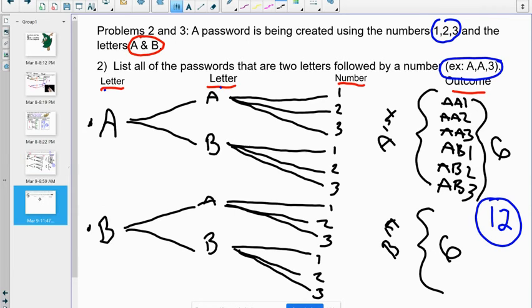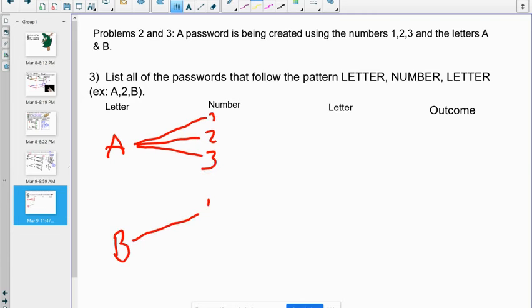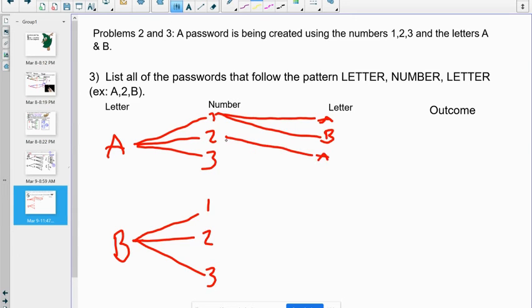Now on the next one here, it says list all the passwords that follow the pattern letter, number, letter. So last time it was letter, letter, number, but now we're doing letter, number, letter. So again, the same letters. Since it's the same question, it's just a different order. So we have A or B. Now we have a number. Okay, so we could pick 1, 2, 3, 1, 2, 3. I could have A or B because it's back to letter again. We only have 2 letter options.